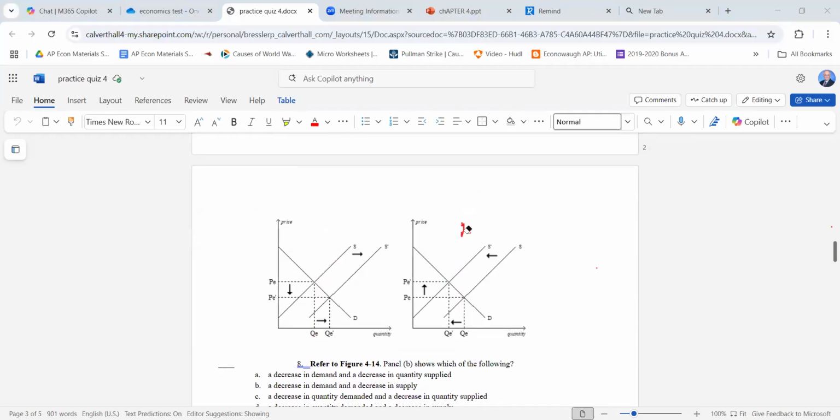If you look at the panel on the left, that would be an increase in technology. Supply shifts right because the curve shifts, an increase in supply. But when I go from P to P prime, it's an increase in quantity demanded.